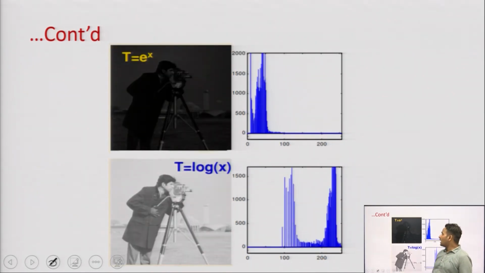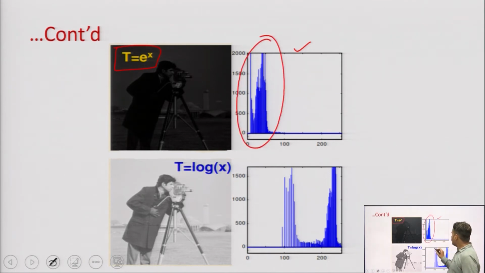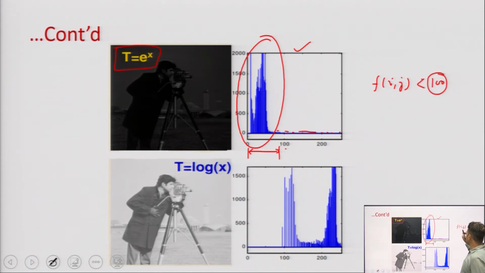Now, if we see another example, a nonlinear function t equal to e raised to the power x, then your histogram looks like this, and you may observe that most of the pixels hold values from 0 to 100 only. Very few pixels hold other values. So, the pixels f of i, j are mostly holding values around 100.